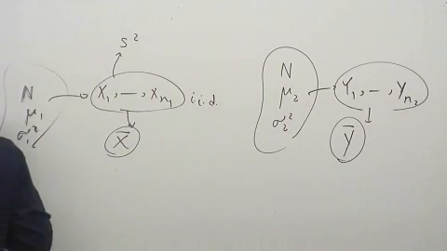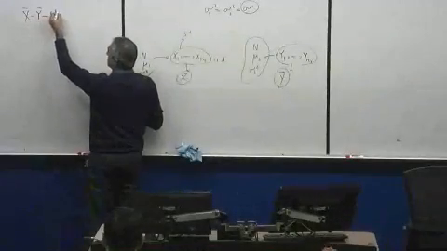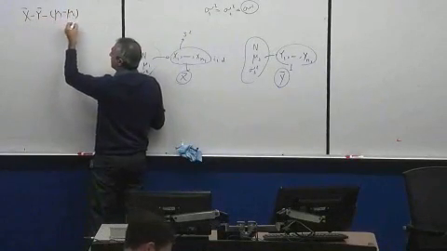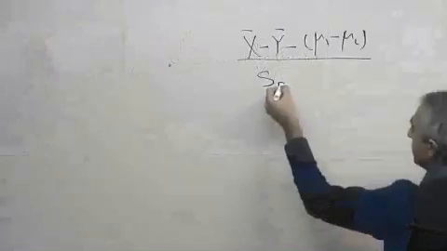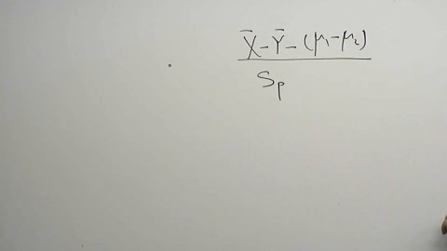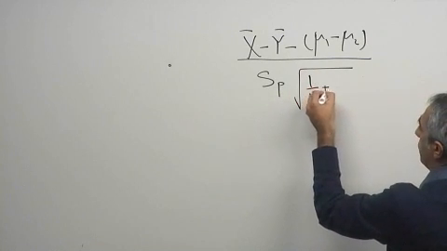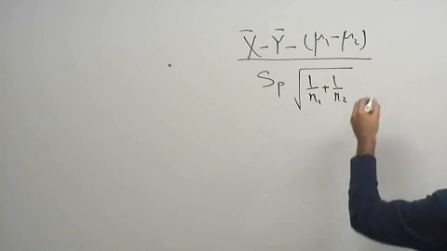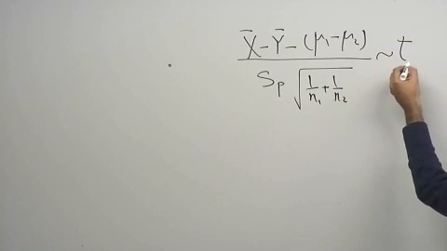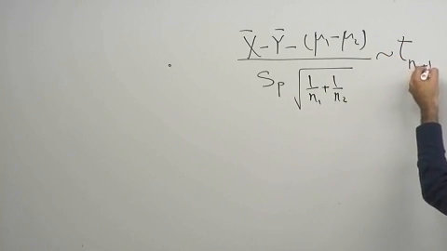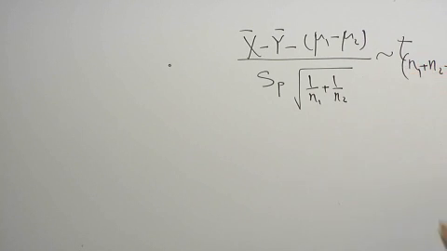So x bar minus y bar minus the mean, divided by something called S sub p, which is the pooled standard deviation, times the square root of 1 over n1 plus 1 over n2. This thing follows a t distribution with these degrees of freedom. Okay?